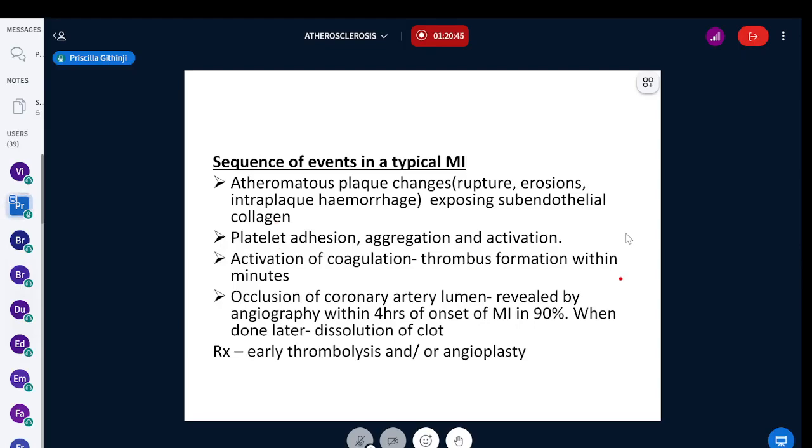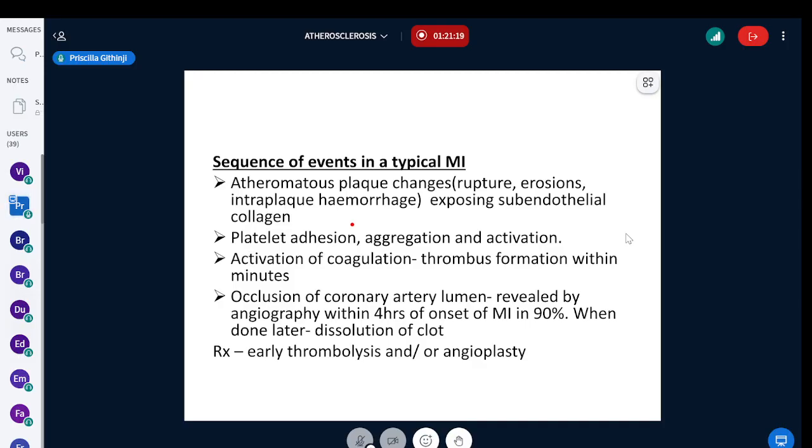Then you have thrombus formation within minutes in this coronary artery. Then you have occlusion of your coronary artery lumen. And this can be revealed by angiography within 4 hours of onset of an MI in 90% of the patients. But if you do an angiography later, of course, where there's a clot, there's also the dissolution. We talked about fibrinolysis. But when you have now occlusion of your coronary artery, then this patient presents with a myocardial infarction.